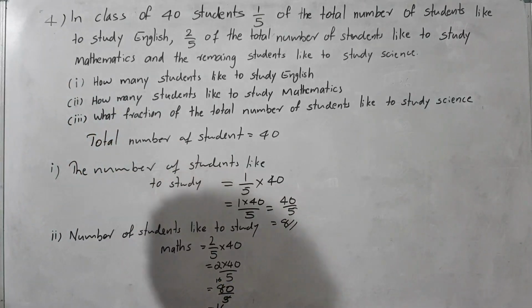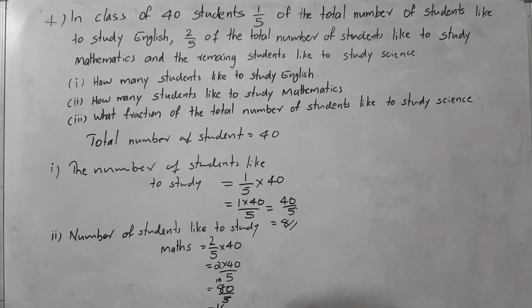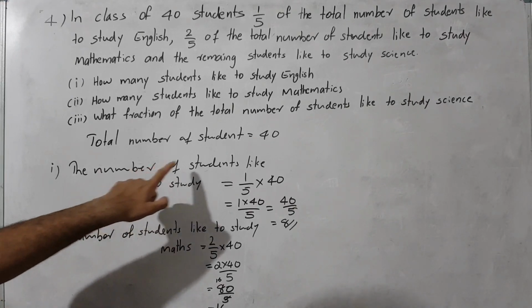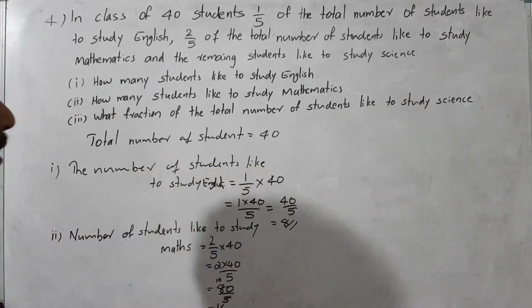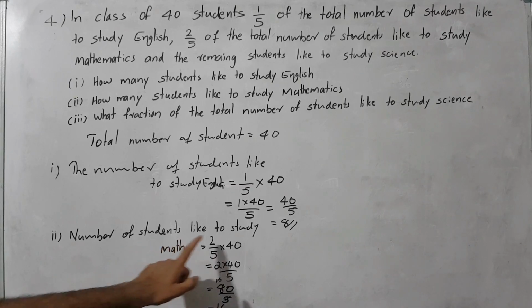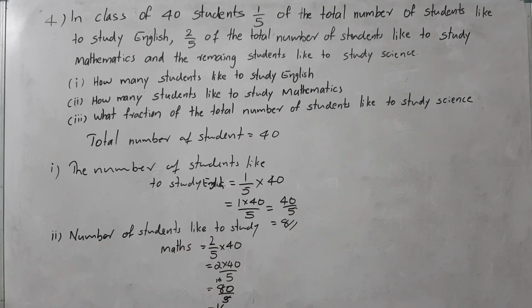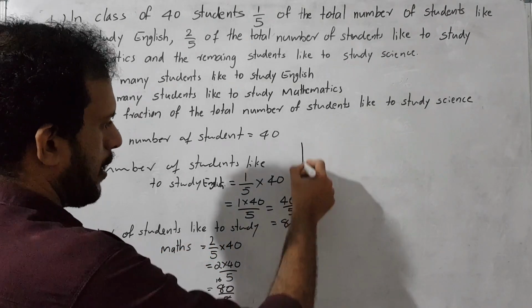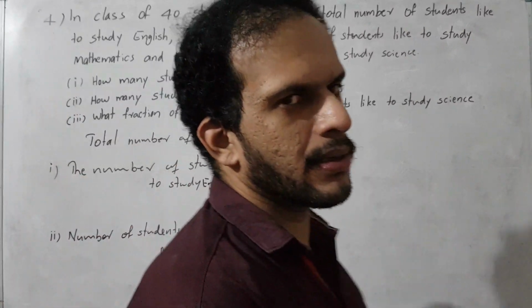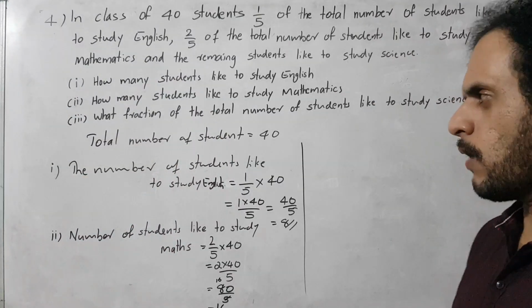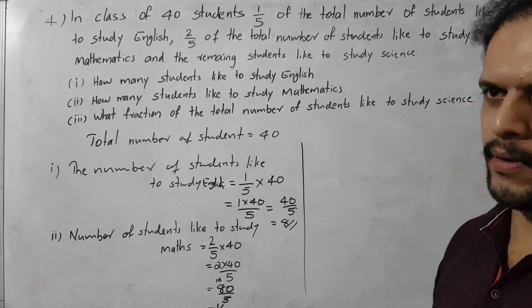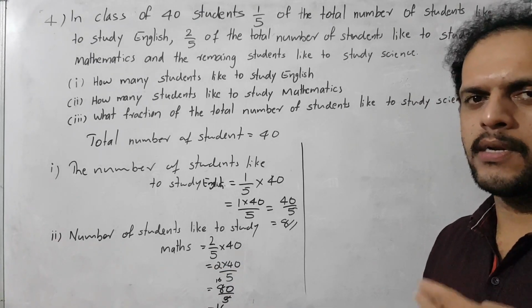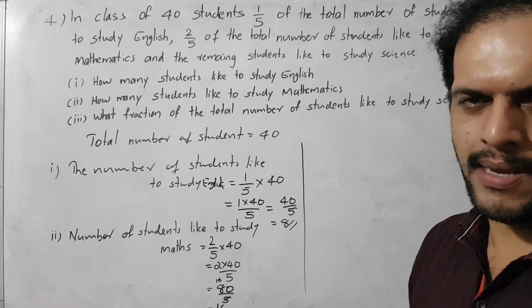Then how many students like to study mathematics? 16. Then the number of students who like to study English is 8. The number of students who like to study maths is 16. Correct? Then one more is remaining. What is that? The number of students who study science. Otherwise it's not possible to write the fraction.